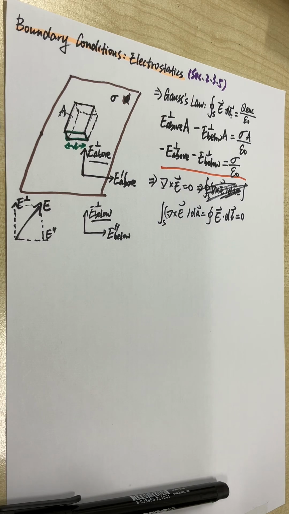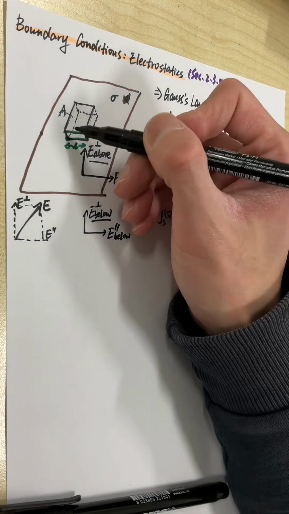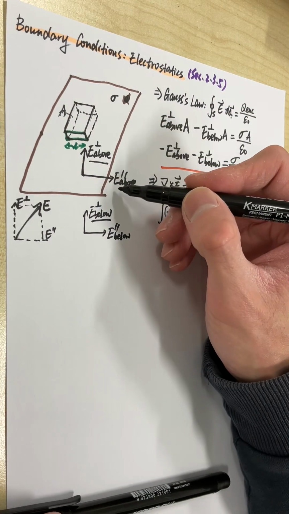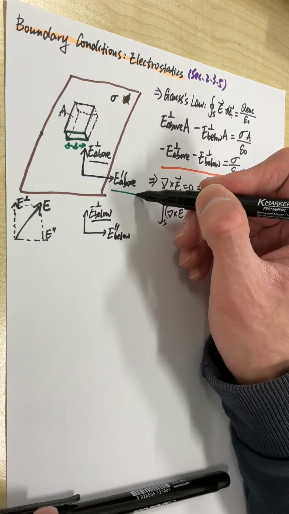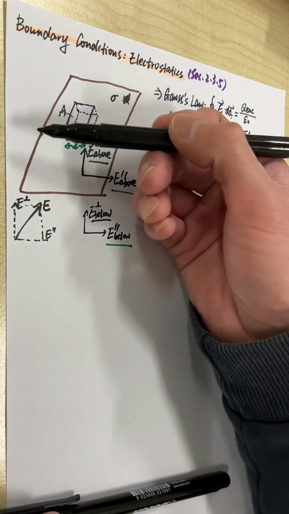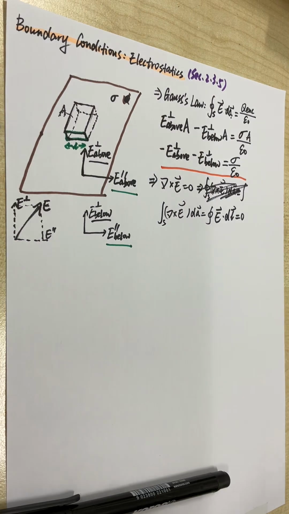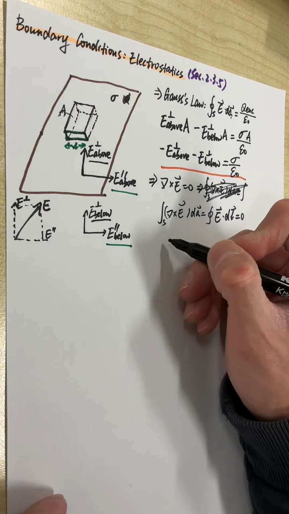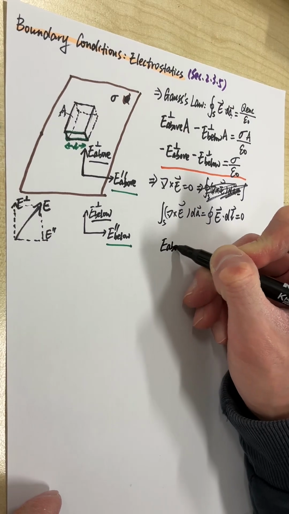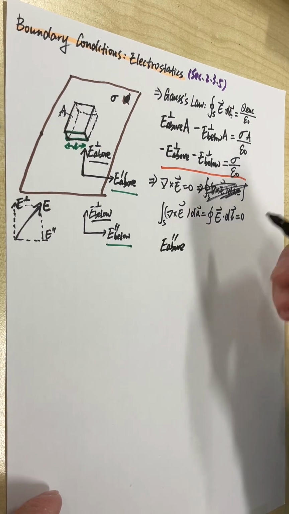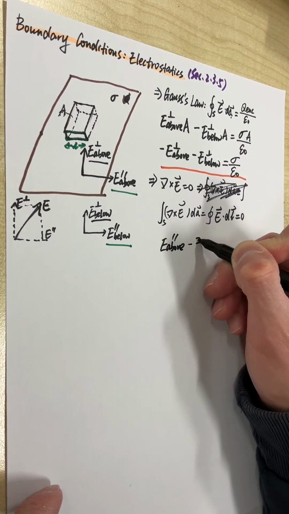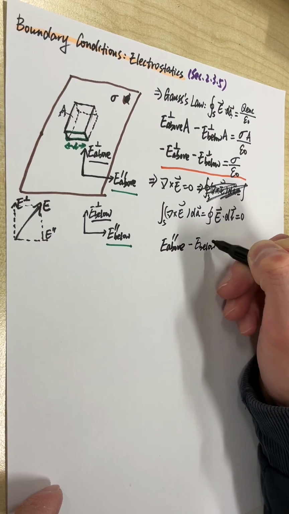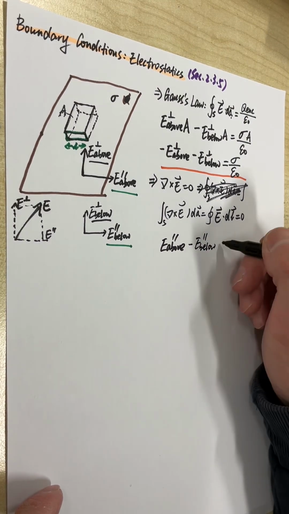By observing this loop, we are establishing a relationship between this and this because they are parallel. The thickness doesn't matter. So what we have is E above parallel component minus E below parallel component. This is equal to 0.